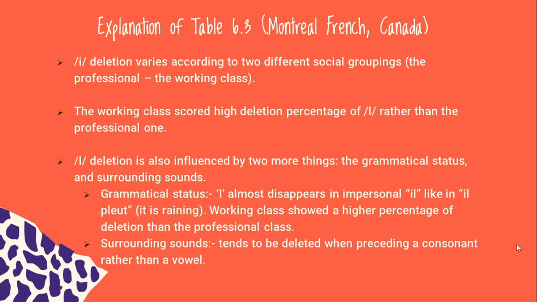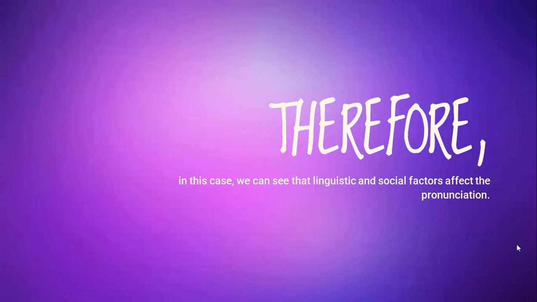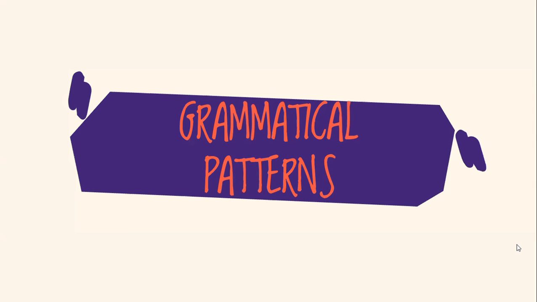And the next one, surrounding sounds. I tends to be deleted when preceding a consonant rather than a vowel. Therefore, in this case, we can see that linguistic and social factors affect the pronunciation. So now we look at grammatical patterns. The last one.